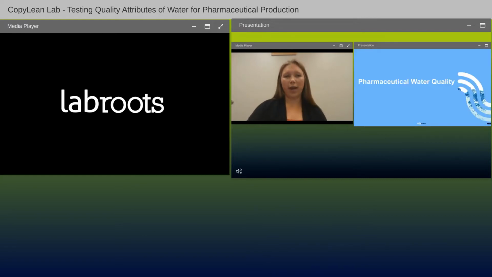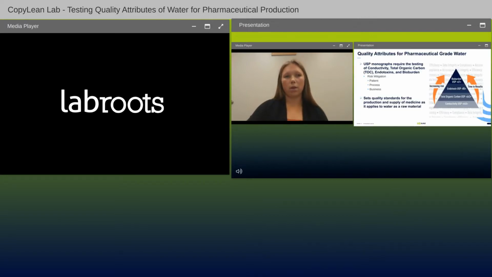So let's start with defining pharmaceutical water quality. The country-specific pharmacopoeia organizations regulate quality standards of the pharmaceutical industry. The United States Pharmacopoeia, among others, require the testing of conductivity, total organic carbon, or TOC, endotoxin, and bioburden as it applies to water for pharmaceutical production. Evaluating the purity of water as a raw ingredient of pharmaceuticals is one way pharmaceutical manufacturers build quality into their processes, and it's going to be the focus of this presentation.